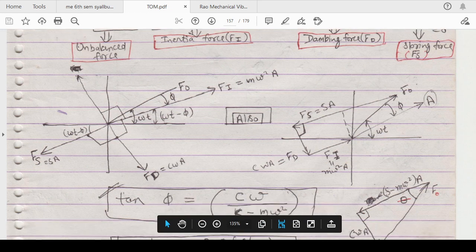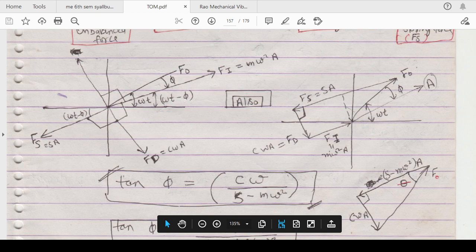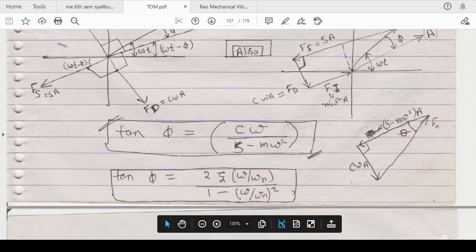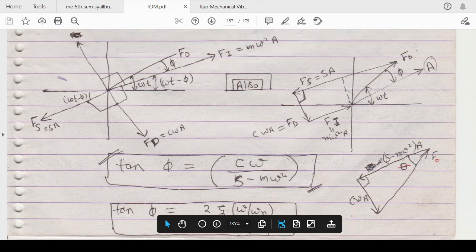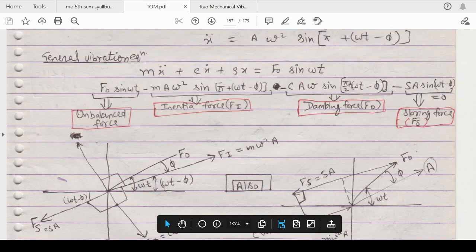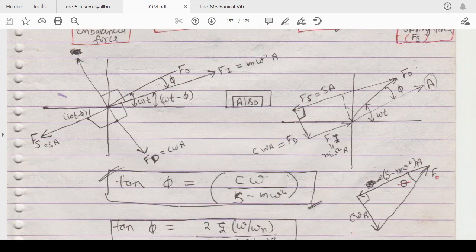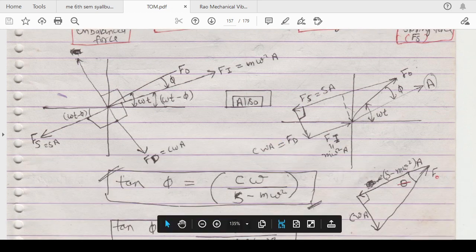Similarly you can also plot these curves with the help of this value, and your tan phi will be equal to C omega divided by S minus m omega square. It can also be rewritten as 2 zeta omega by omega n divided by 1 minus omega by omega n whole square. So this is your phase angle, which we are talking about in the syllabus. So this is all about your frequency curve graphs and solution, how you can rewrite and plot these curves, and a few numericals will also be asked on such kinds of calculations.